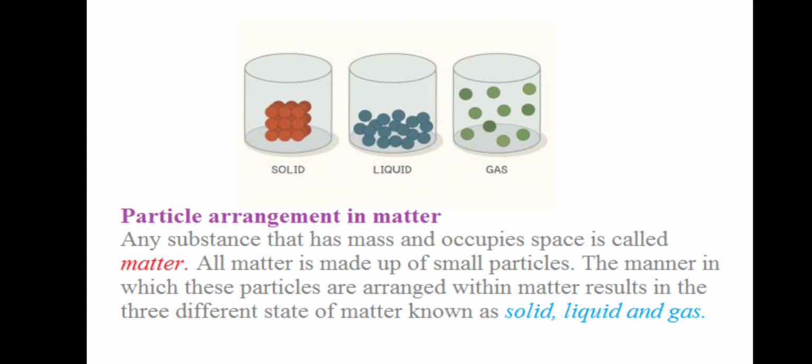Now as you can see in the picture, you can see solid, liquid, and gas. In the solid, the particles are arranged very closely. That's why they are hard and solid. When you look at liquid, the particles are not so tightly packed, they are quite loosely packed. And if you look at gas, the particles are very far apart from each other. So these are the 3 different types of particle arrangement in matter.